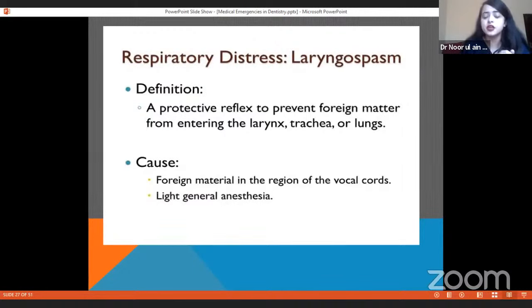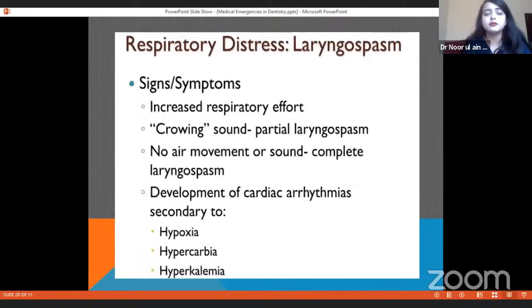Light general anesthesia given to the patient can cause laryngospasm. The signs and symptoms may include increased respiratory effort, a crowing sound in partial laryngospasm, and no air movement or sound in complete laryngospasm. If there is no air movement or no sound, it is complete laryngospasm, and cardiac arrhythmia may develop secondary to hypoxia, hypercarbia, and hyperkalemia.